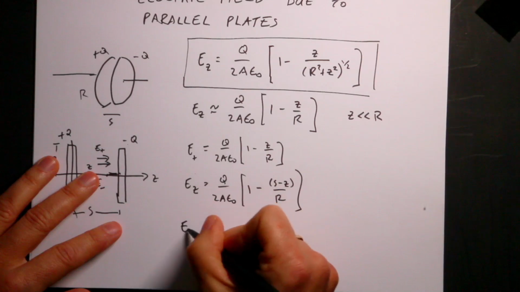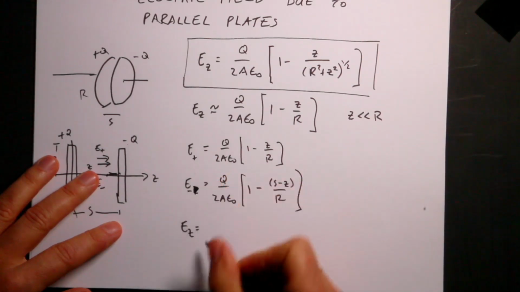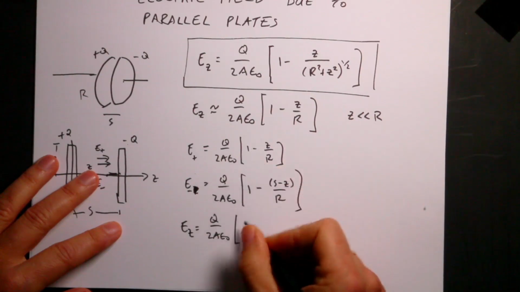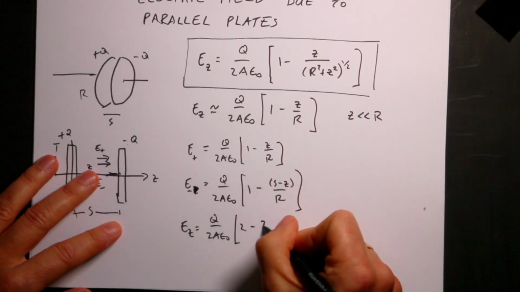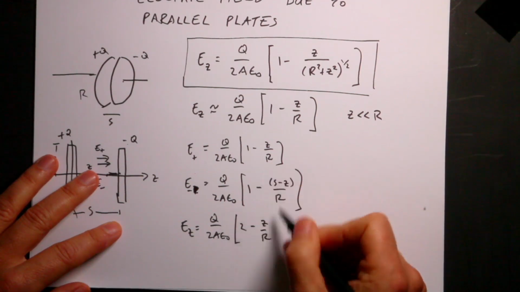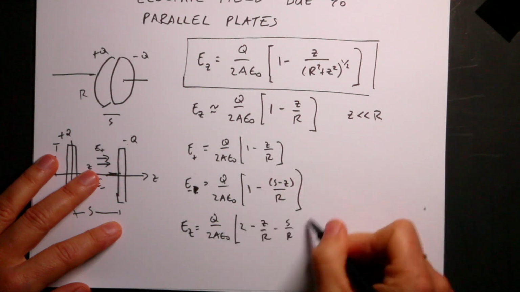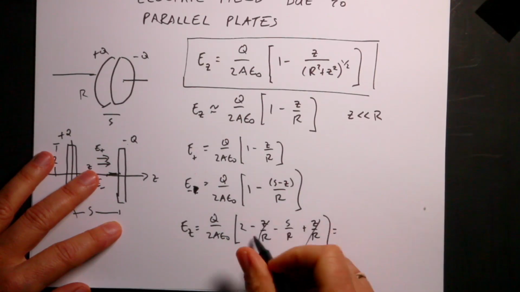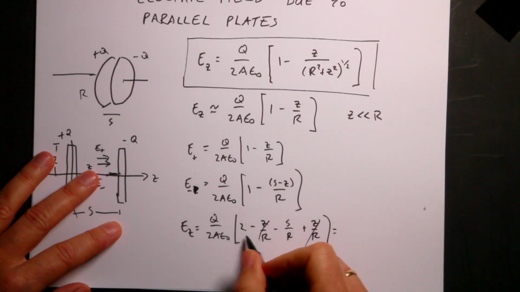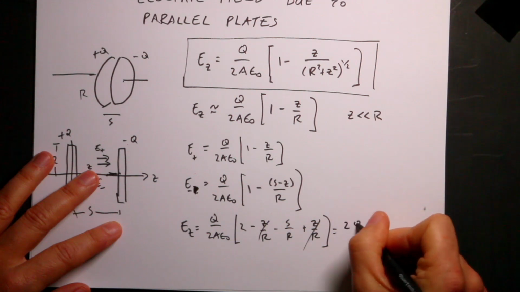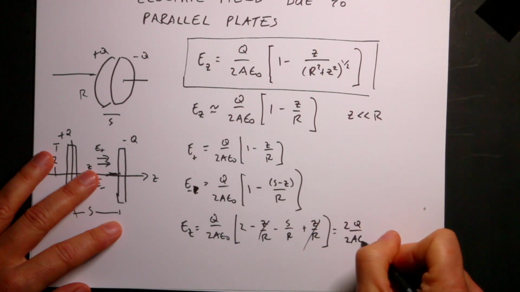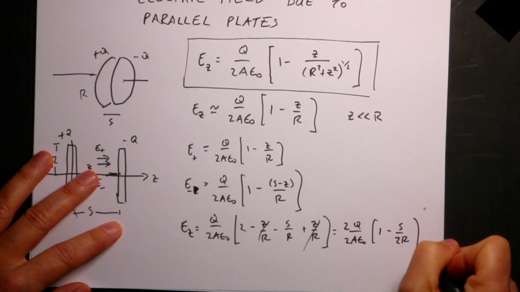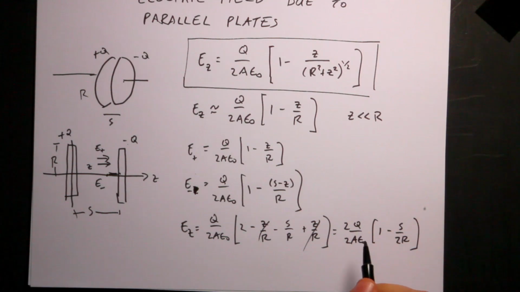So now I can find my total electric field. It's going to be the sum of these two. So Ez is going to be this stuff, Q over 2A epsilon naught. Now I'm going to get 1 plus 1 is 2. And then I'm going to get this term, so let's put minus z over R, and then I'm going to get this, let's write this as minus s over R, and then plus z over R. And you'll notice that these terms cancel. So I get, let's factor that out, 2Q over 2A epsilon naught times 1 minus s over 2R.